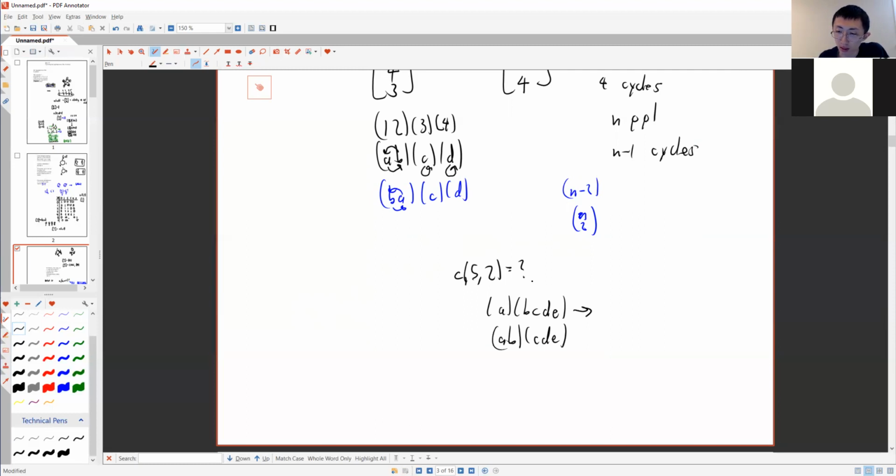So there's 5 numbers, right? Oh, I see how you're getting 6. So yeah, there's 5 ways to choose what number is by itself, and then 3 factorial ways to put the 4 numbers into a cycle. So it looks like 30. What about the second one? Is this even right? Okay, I guess that's right.